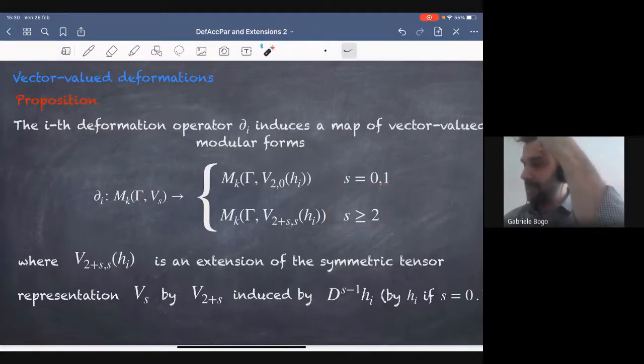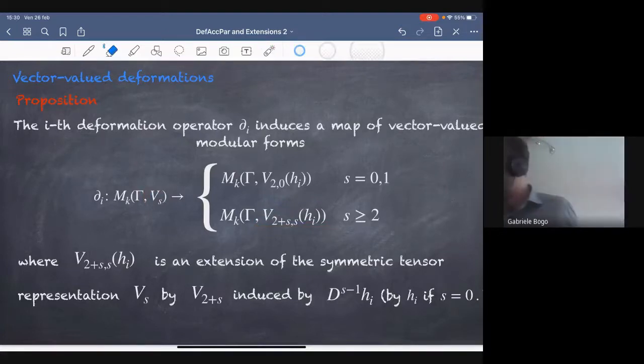And so you can interpret everything, just forgetting about your differential equation, but in terms of some operators, maps between spaces of vector valued modular forms from symmetric tensor representations to extensions of symmetric tensor representations. So this is what I wanted to tell you for today.